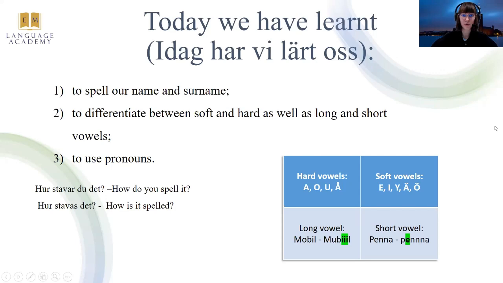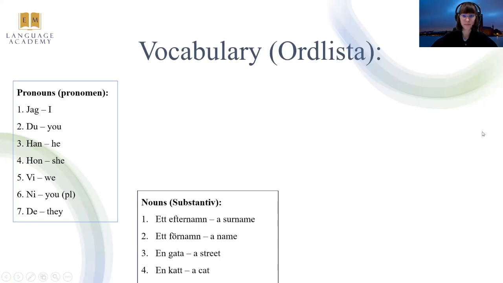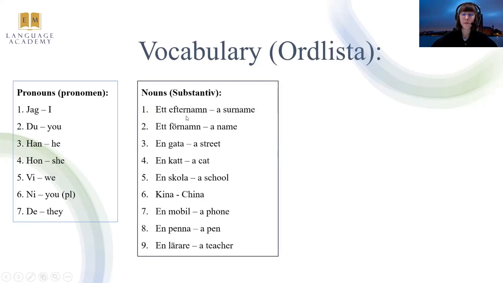And it's time to wrap our lesson up with vocabulary. Pronouns. Jag, du, han, hon, vi, ni, dom. Nouns. Ett efternamn, a surname. Ett förnamn, a name. En gata, a street. En katt, a cat. En skola, a school. Kina, China, because we have a soft vowel E. En mobil, a phone. En penna, a pen.